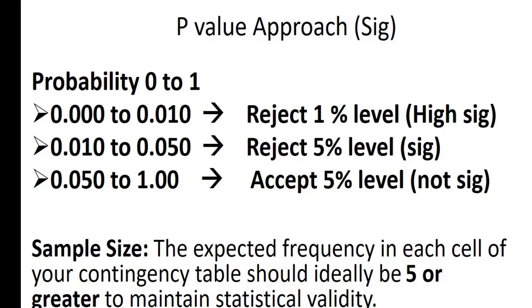One of the most important constraints in this chi-square test is that each cell should have a value of 5 or greater than 5. So we should have a sufficient number of samples for executing this analysis. Each cell value should be 5 or greater than 5.